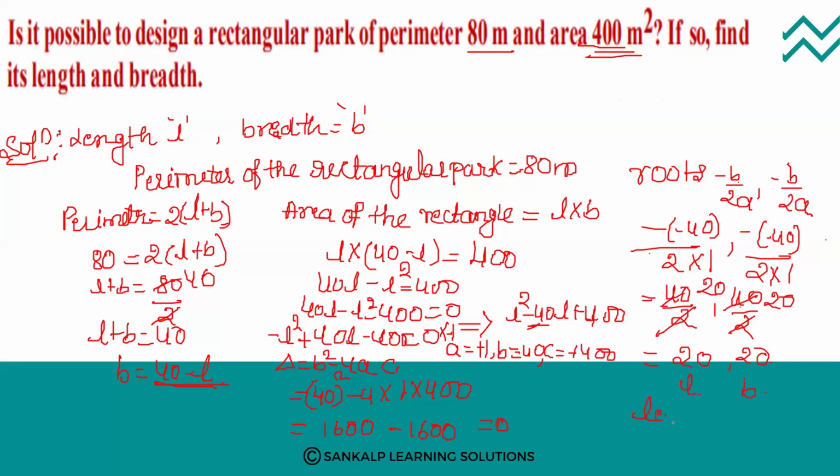So, length L is equal to 20 meter and breadth B is equal to 20 meter. So this is the value of L and B. This question can be asked for 4 marks, okay? Or 3 marks.